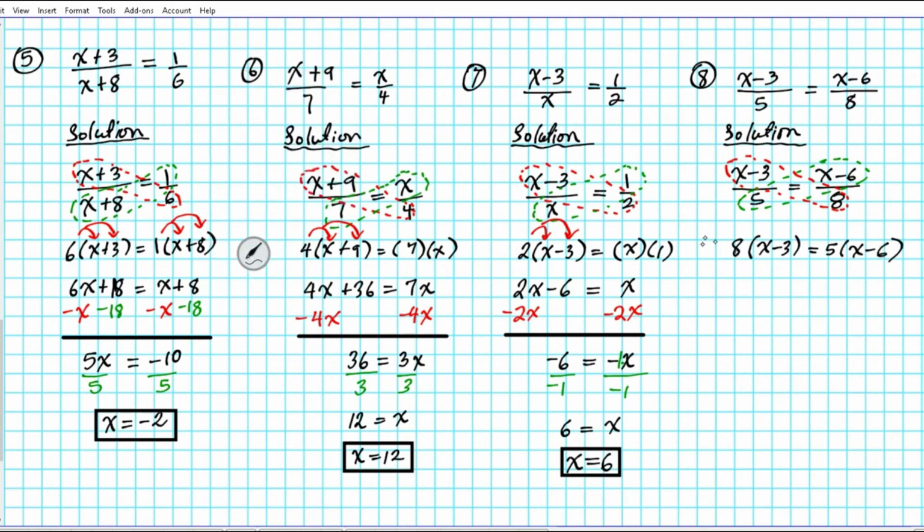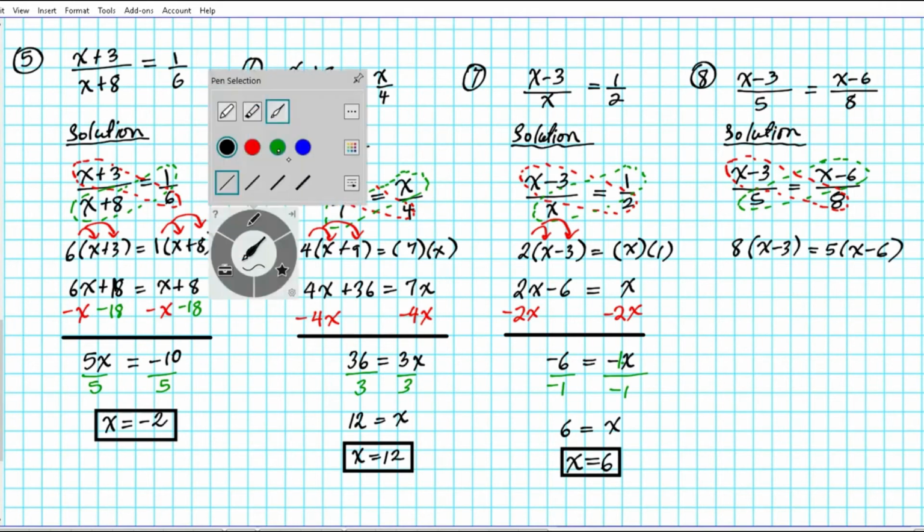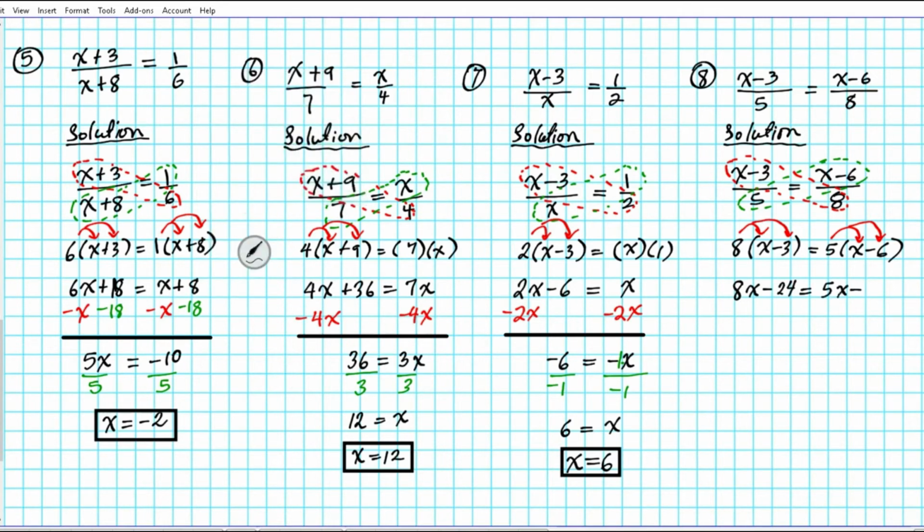Now what we're going to do, we're going to proceed to get rid of the parentheses by distributing. We are going to distribute 8 to x and negative 3, and then 5 to x and negative 6. When we carry out that distribution, that will yield 8x minus 8 times 3 is 24 equals 5 times x is 5x minus 5 times 6, which is 30.